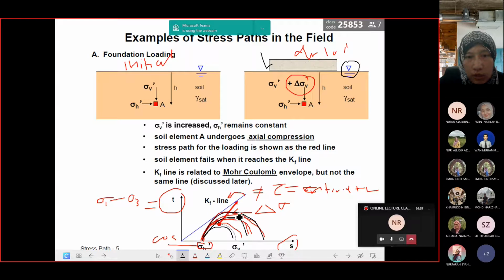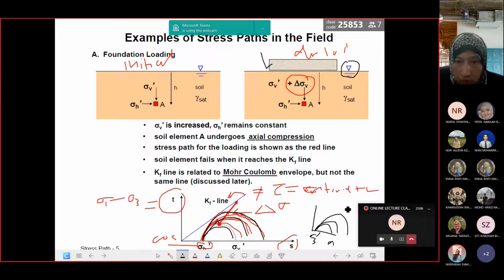to the loading conditions. So the KF line is related to Mohr circle envelope, Mohr column envelope, but not the same line. So yang ni berbeza kan. Kalau you tengok, bila kita ada Mohr column envelope, if you remember, dia melibatkan garisan yang you dapat daripada tangent setiap lengkung lah. Kalau kata kita kebetulan kita ada Mohr circle dengan sigma 3 constant, yang berubah hanyalah sigma 1.